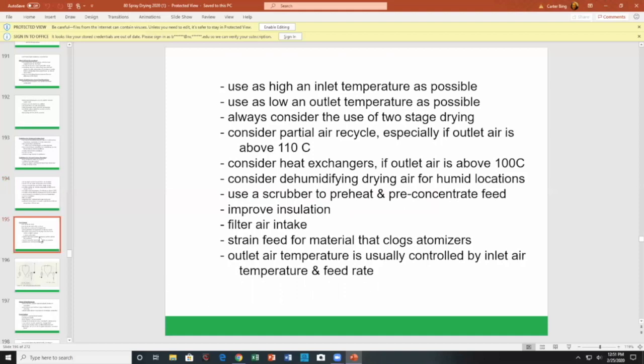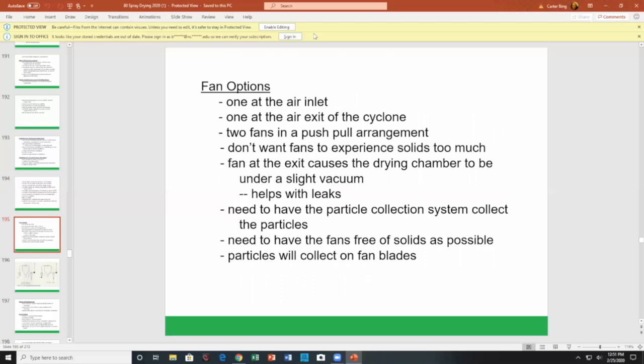And fans: one at the inlet, one at the exit of the cyclone, two fans in a push-pull arrangement. Don't want fans to experience solids too much. Fans at the exit cause the drying chamber to be under a slight vacuum. By the way, dust will collect on rotating fan blades.